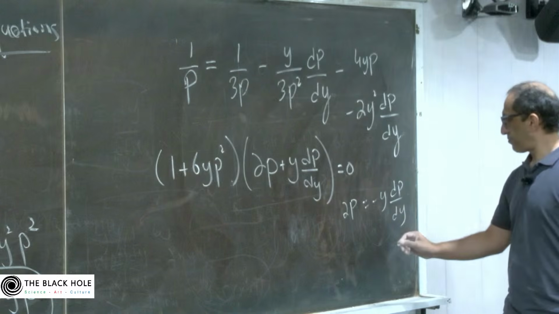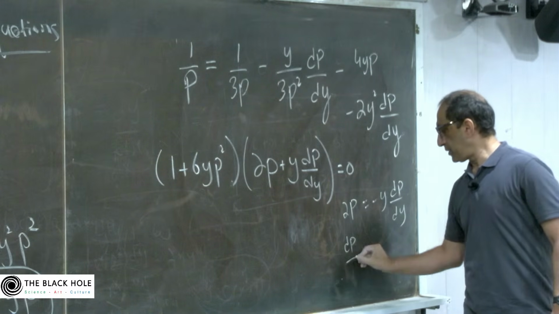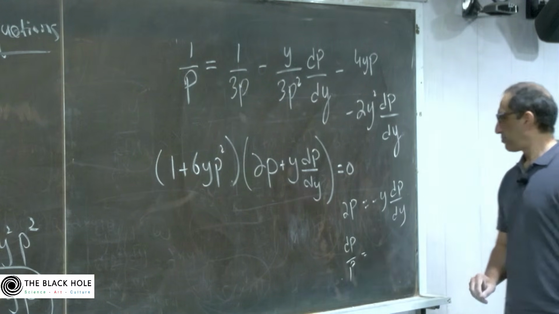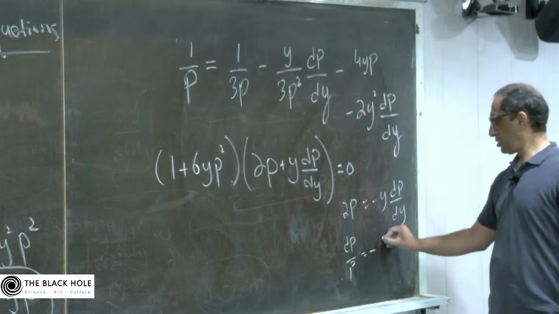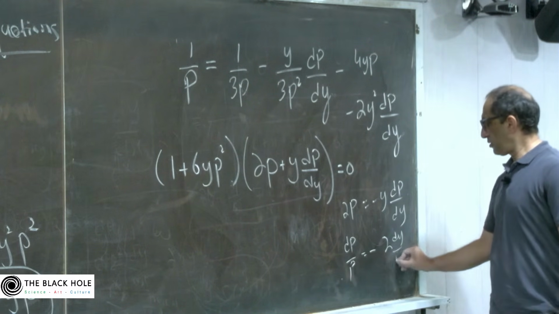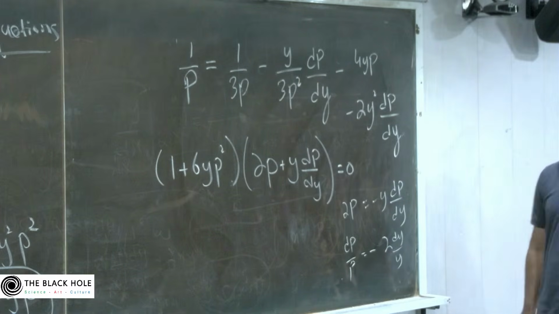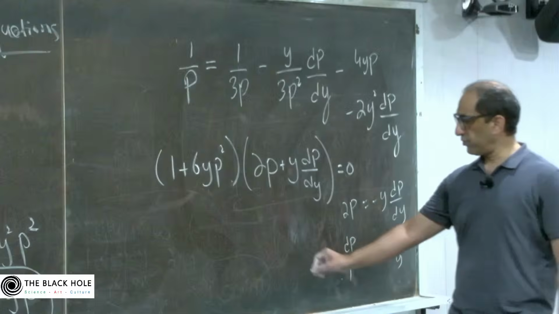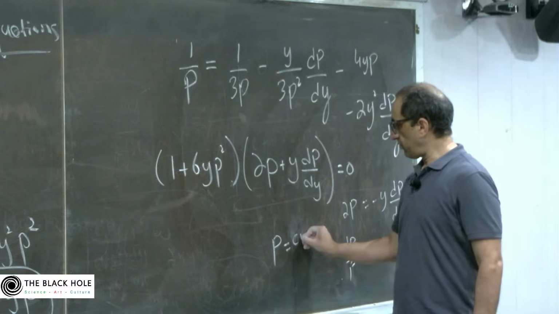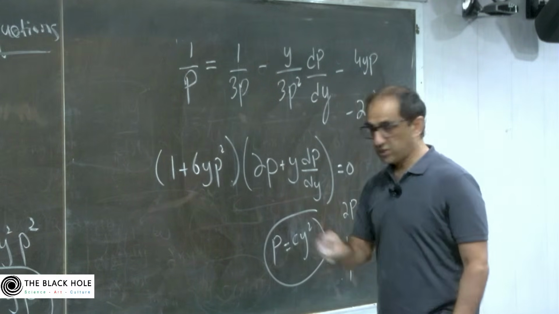So you will have dp over p is equal to minus 2 dy over y, and of course I can write this as p is equal to cy squared. What is your name? Ibrahim, can you work it out, and can you tell me how we can write this as cy squared? Can you see it the way I can see?